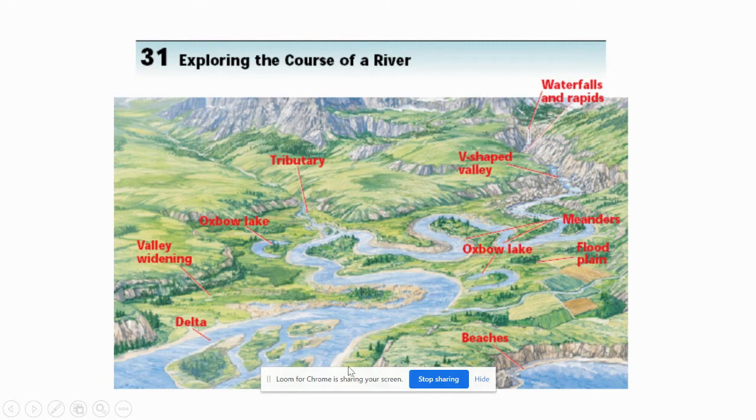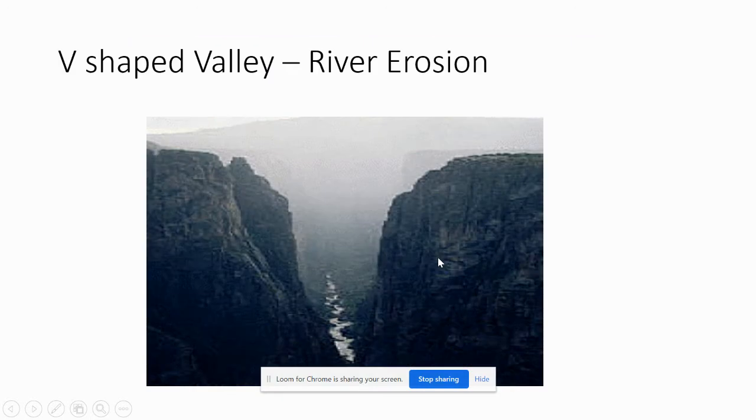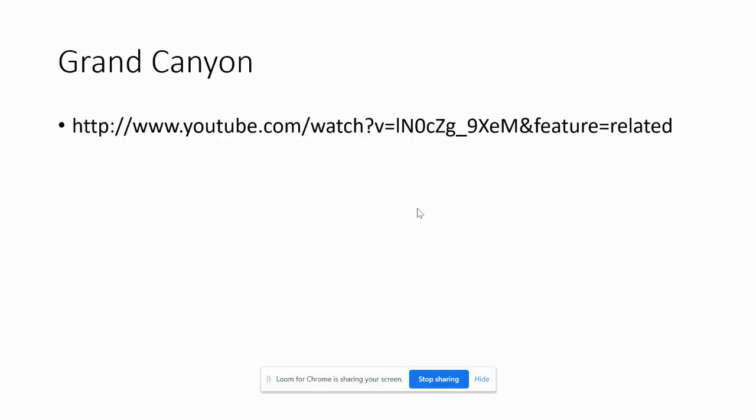Okay, the valley has now officially widened to a big triangle shape, and you can see some beaches off here over to the side. So V-shaped valley, this is river erosion. At one point in time, the river was moving super, super fast, and it whittled a very steep V shape. Here is some pictures or a video of the Grand Canyon that you're going to use to fill out your worksheet.